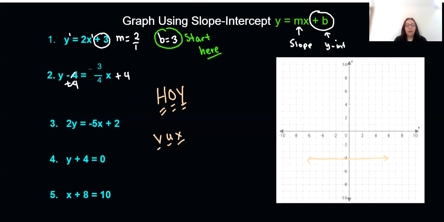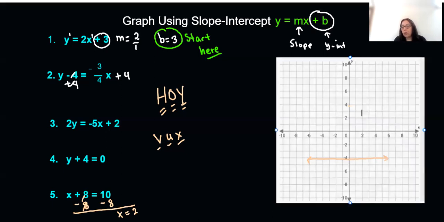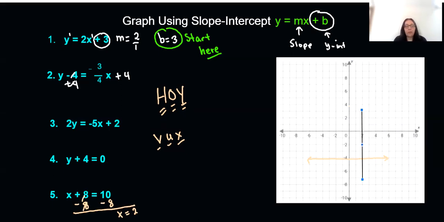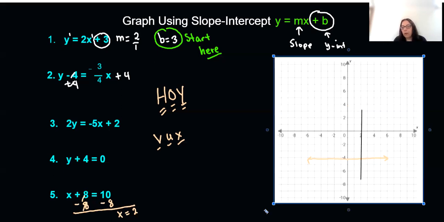So when we graph it, first of all we've got to have x equals, so I've got to get rid of that 8 by subtracting it from both sides. Then I'll have x equals. X equals, these cancel, right? 10 minus 8 is 2. So what I'm going to do there is go to 2 on my x-axis, and I'm going to draw a vertical line. Boom. And that is my graph for x equals 2.